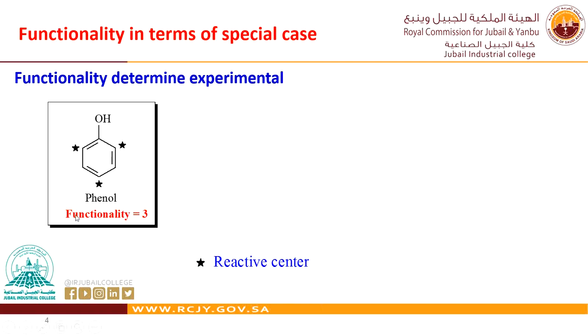For example, this is a phenol. Phenol was discovered to react at this point, at this point, at this point. So these 3 points, you have 1, 2, 3, it means the functionality is equal to what? 3. Even though it has one functional group, which is the alcohol group, we don't count the number of functional groups here, we count the reactive centers. At what point will this molecule form a bond? It forms a bond at this point, at this point, and at this point. So the functionality is equal to 3. For these special cases, you just have to remember their functionality.